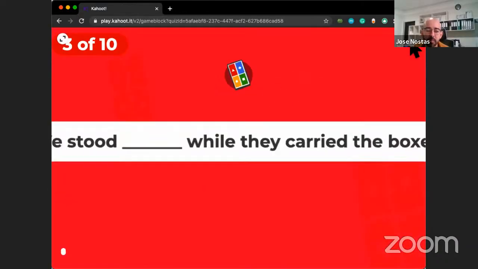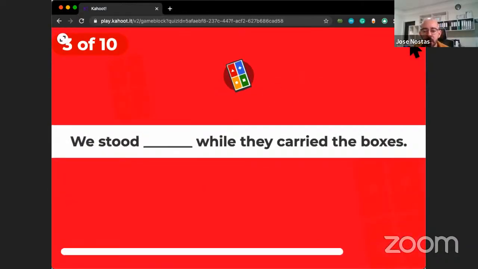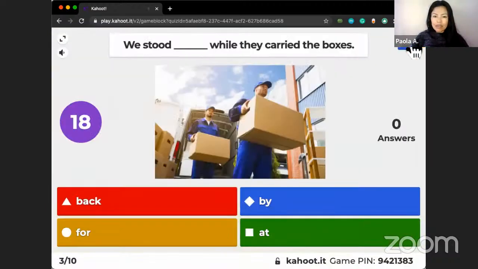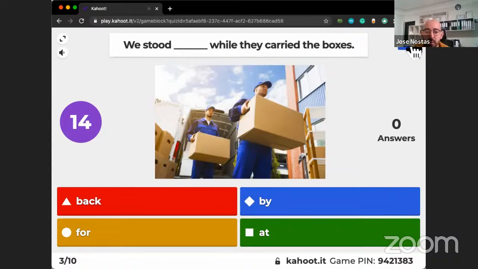Like the computer. Yes, exactly. Stand by. We stood while they carried the boxes. We stood with for a while. But why?